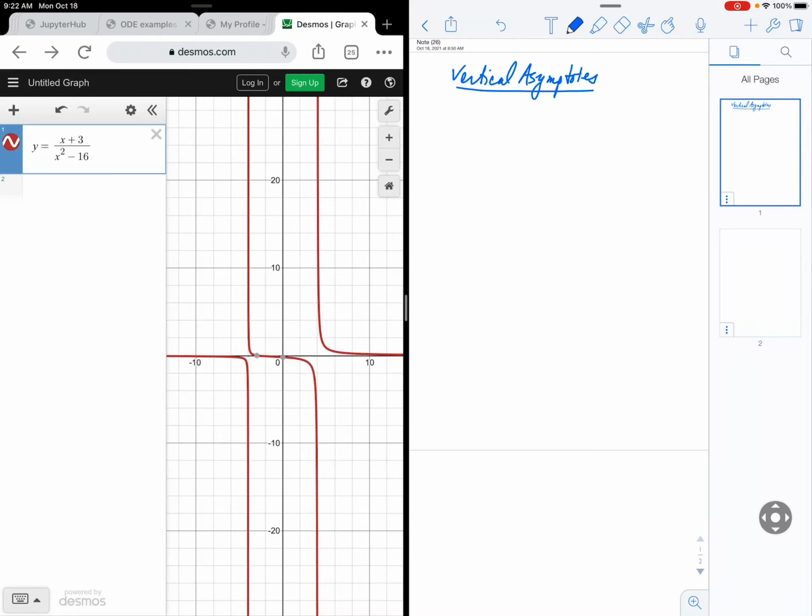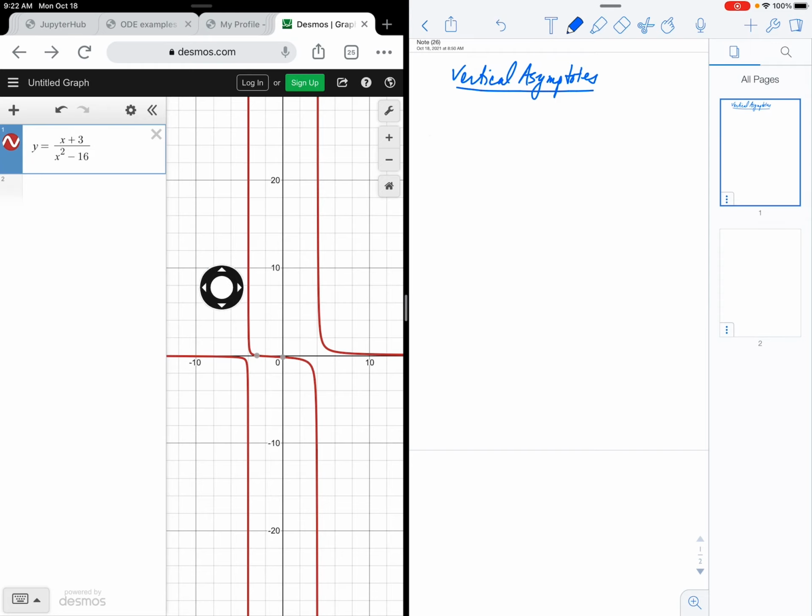So this video is mainly to help us with the terminology and notation with vertical asymptotes. Over here I've graphed the function y equals (x plus 3) over (x squared minus 16) using Desmos. And I want you to notice something: the denominator is 0 when x is 4 or negative 4.